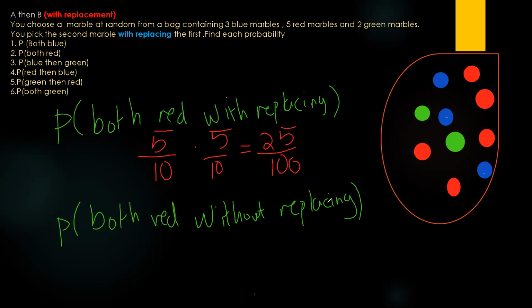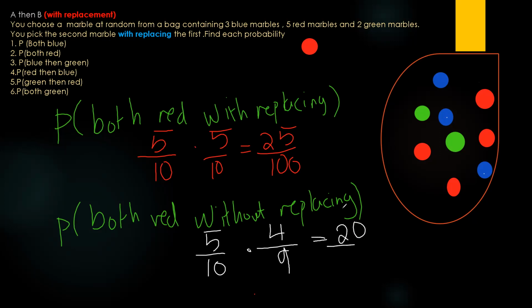Now the second case, both are red, but without replacing. So the first case here, how many marbles are red? We have 5 over 10. But without replacing, that means I will take the red outside the bag and keep it outside. So after I take the red out of the bag, how many are red now? We have 4 red times, how many are left? They are 9. So they are 20 over 90.